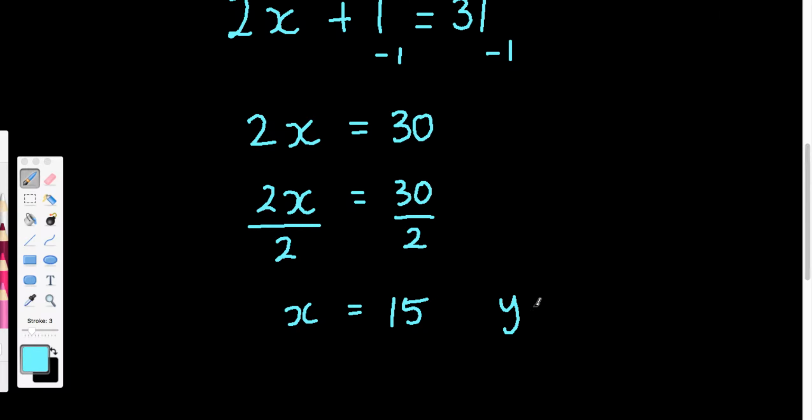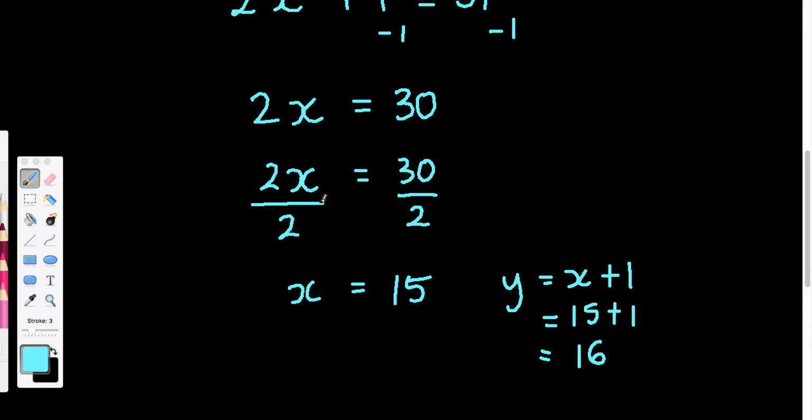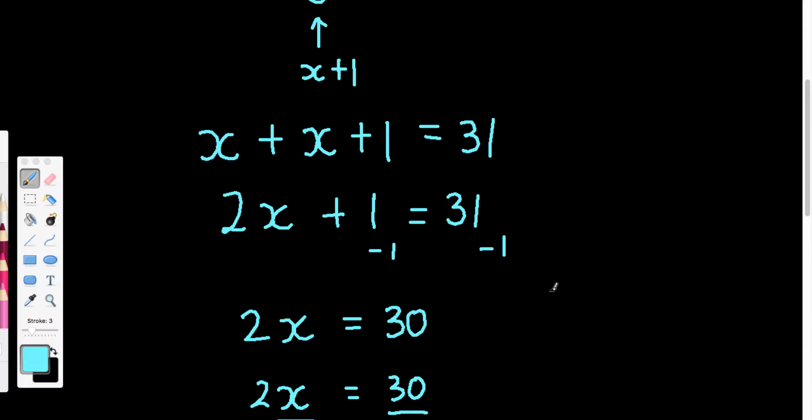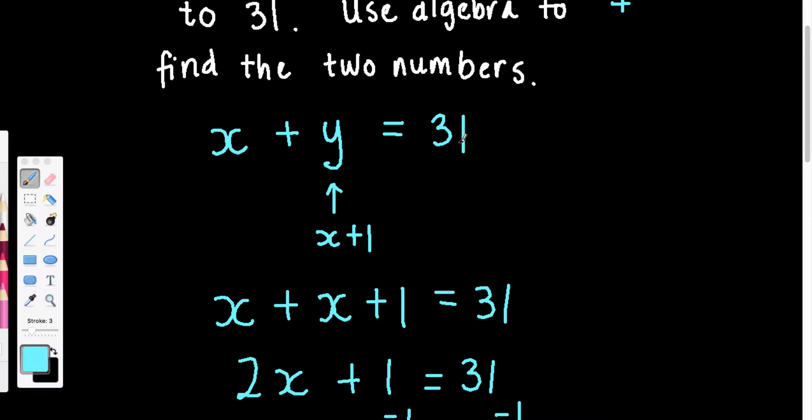Now, if x is 15, we know that y was x plus 1, so that's 15 plus 1. Our y value has to be 16. Now we can check if this works. Obviously the consecutive numbers, yes, that's clear, 15 and 16, but do 15 and 16 add up to what we need them to add up to, which is 31? 15 plus 16 is 31. So I know that these are my two numbers.